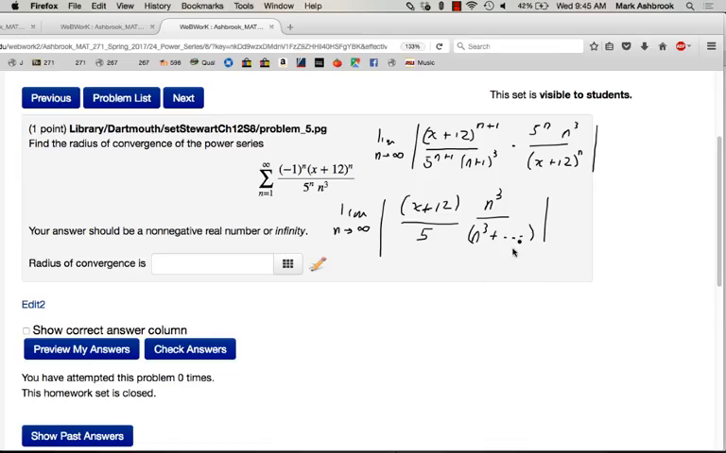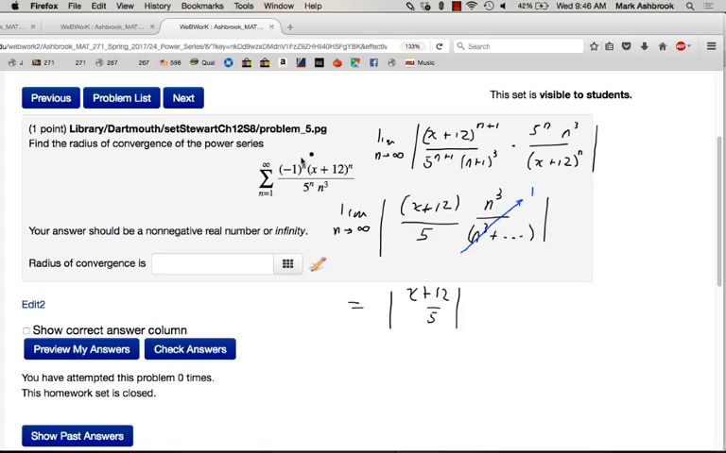Okay, so what happens to this as n gets large? Nothing, right? It doesn't care about n, has nothing to do with n. So as n gets big, it just stays itself. And then this one will go to 1, with leading term n cubed over n cubed. So this will go to 1 as n gets large. So this limit, as n goes to infinity, is the absolute value of x plus 12, all over 5.